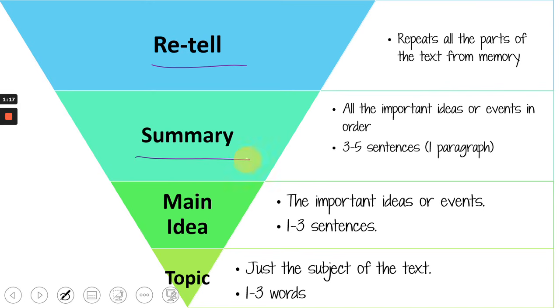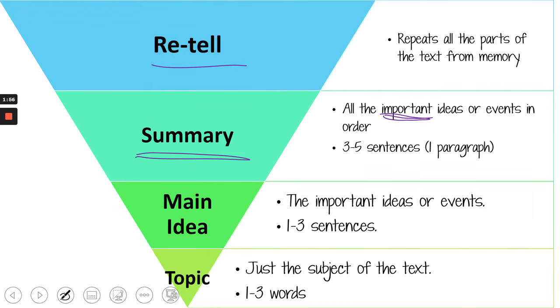The next one, where we pare it down a little bit more, is what we're focusing on today. It's summary. The summary is all the important ideas or events in order. And I put 3 to 5 sentences, and that's around a paragraph, but it's going to depend on what you're summarizing. If you summarize something short, your summary will be shorter. If you summarize something long, your summary will be longer. Also, notice I underlined important ideas or events. You're not going to be able to retell every single one. If you told every single idea or event, you're back into retell territory. And that's not what we want to do. So we're only going to say the important ones.